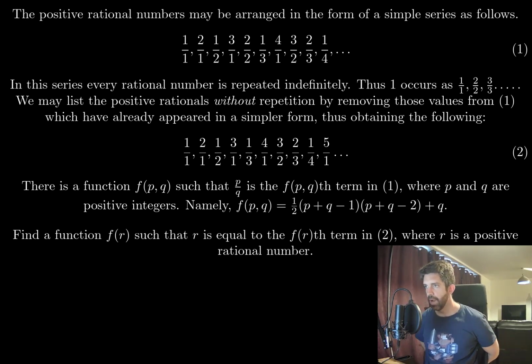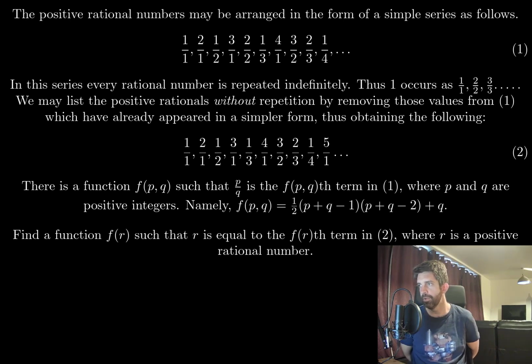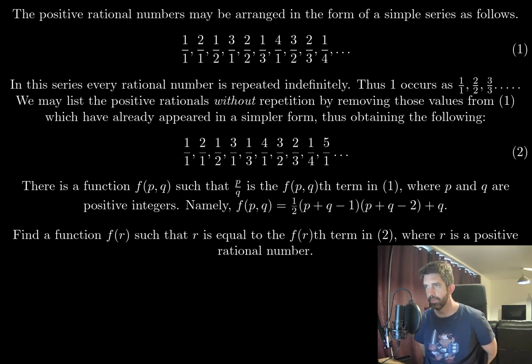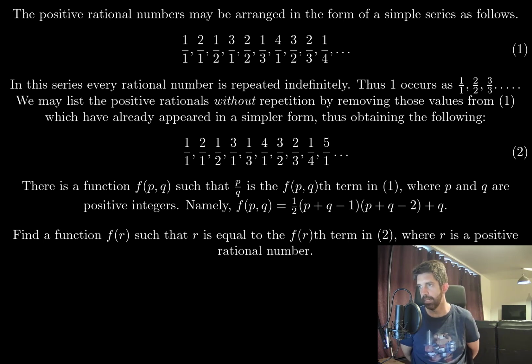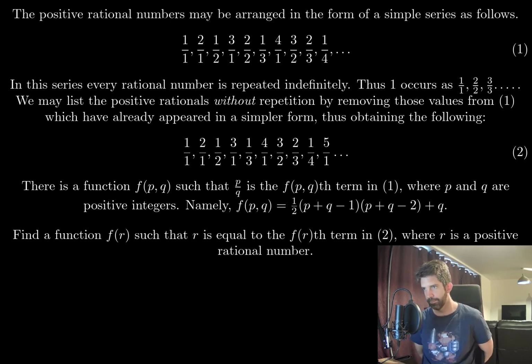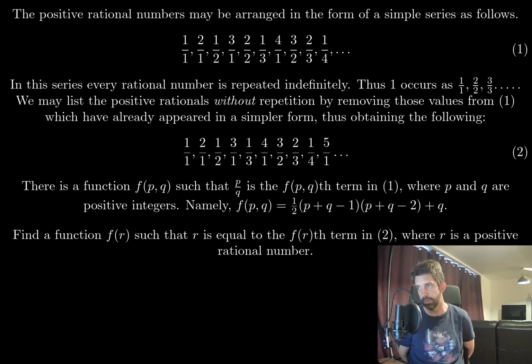We may list the positive rationals without repetition by removing those values from the list which have already appeared in a simpler form, thus obtaining the following: 1 over 1, 2 over 1, 1 over 2, 3 over 1, and so on. There is a function f(p, q) such that p over q is the f(p, q)th term in the first list, where p and q are positive integers. Namely, f(p, q) is equal to 1 over 2 times (p plus q minus 1) times (p plus q minus 2) plus q.